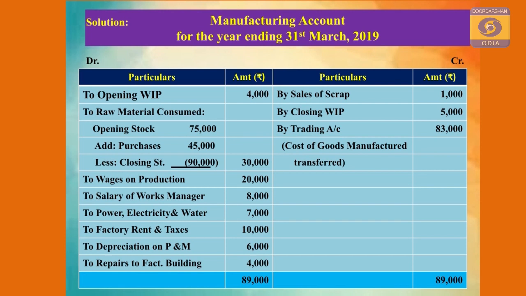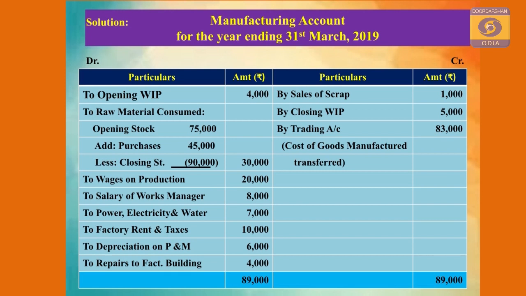Purchases given to us is 45,000. And from that we will deduct the closing stock of raw material, that is given to us as 15,000. So what goes to the outer column is 30,000. That means raw material consumed during the year is rupees 30,000.